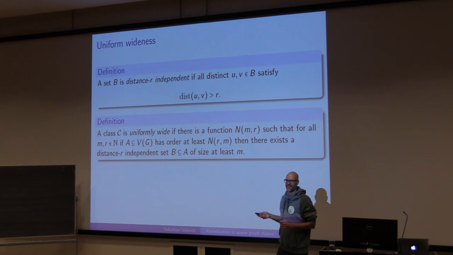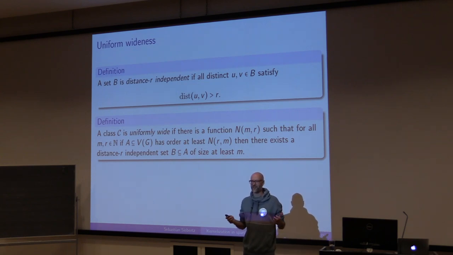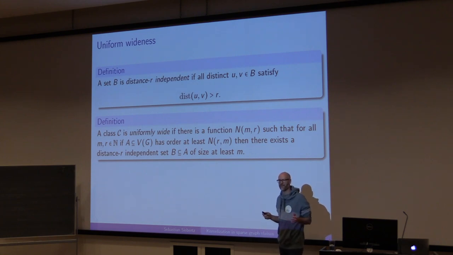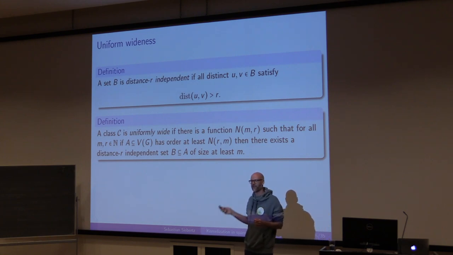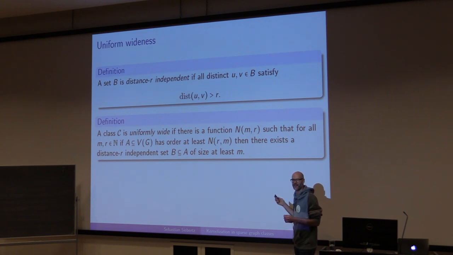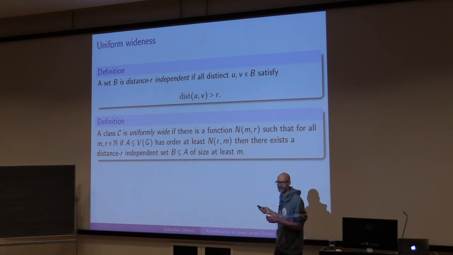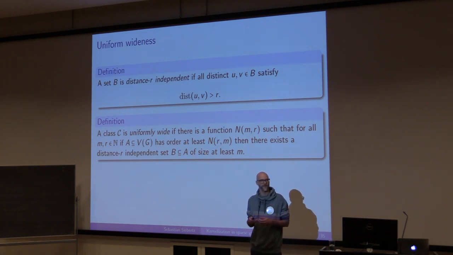This is a definition in disguise for something that you know very well. Yes, so what is uniform quasi-wideness if you speak about graphs only? Yeah, it was introduced in model theory, there is more background to this, but if you just apply this to graphs, a uniformly wide class, maximum degree. Exactly. These are graphs which have a fixed degree bound.